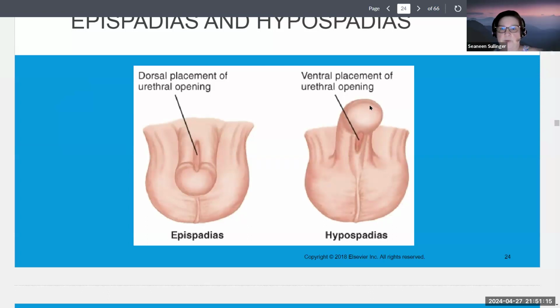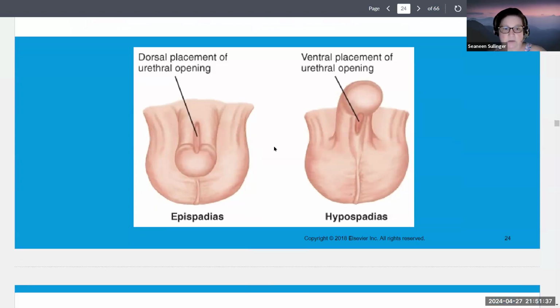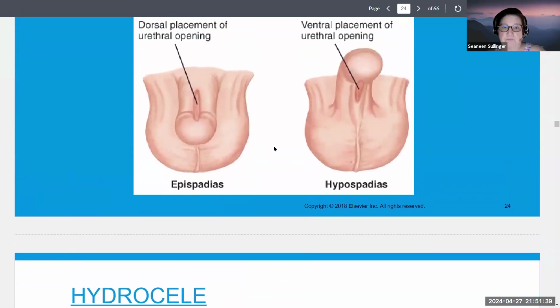We prefer the opening. The opening is supposed to be at the tip of the penis. So we want to look for the stream of urine and to find the opening. Circumcision would be contraindicated in these instances. They can fix it surgically and then potentially do a circumcision at that point. But generally that's not recommended.